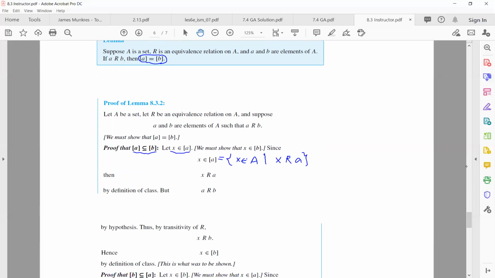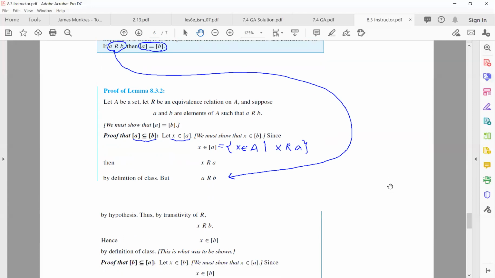X is in relation with A. At the same time, we know that A is in relation with B. So let us use the fact that we learned in this lemma. X is in relation with A is in relation with B, and we have an equivalence relation because of the transitive property of R. X is in relation with B.